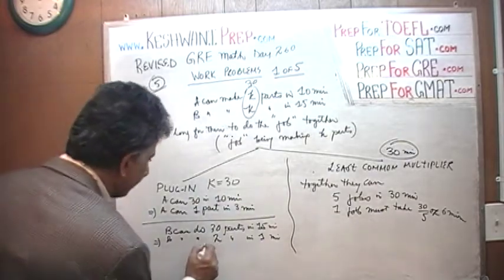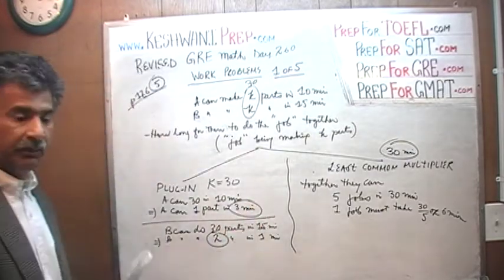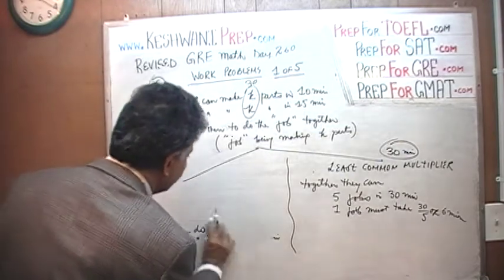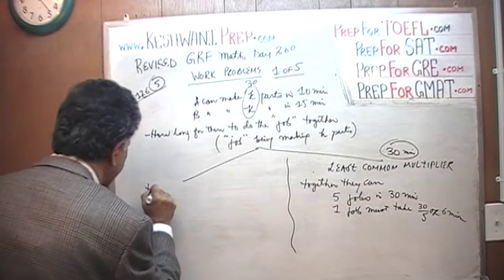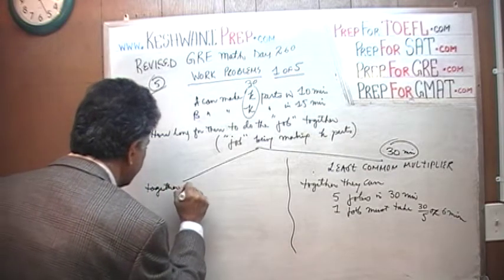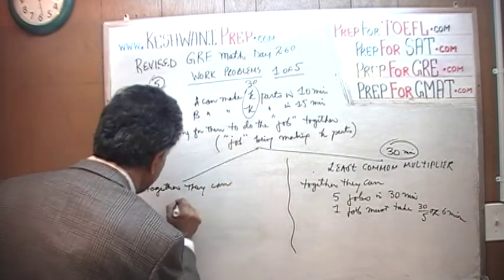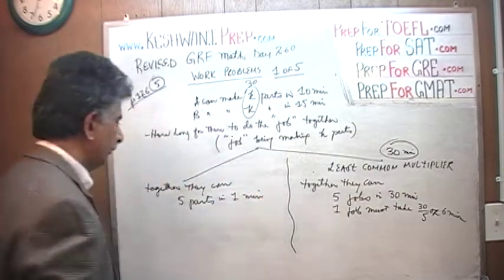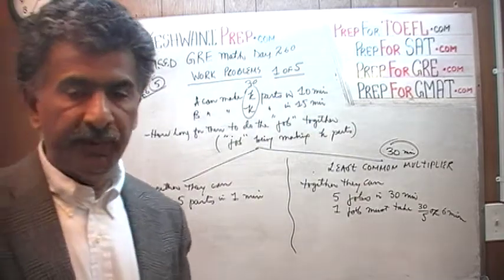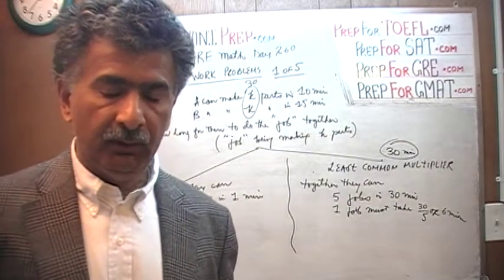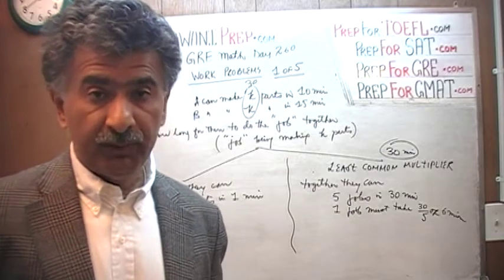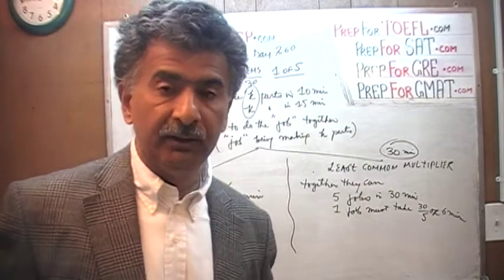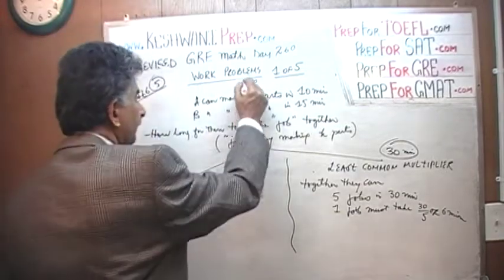If B is doing 2 parts in 1 minute and A is doing 3 parts in 1 minute, then together they can do 5 parts in 1 minute. How many parts do they have to make? Well, how many parts they have to make depends on what you plugged in for the value of k. Whatever you plug in for k, that's how many they have to make. In our case, we plugged in 30.